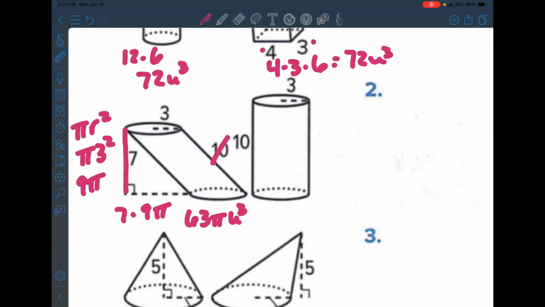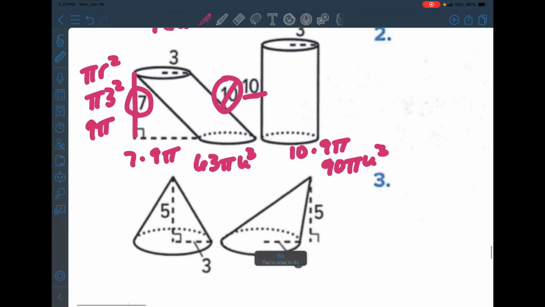And for this one, your height is 10 because it's not slanted. So 10 times 9 pi. So this one is 90 pi units cubed. So the volumes of those two are not the same. The reason is because the heights are different. Now, the slant height and the height of the second one are the same, but we're not using the slant height. We're using the height, the one that makes the right angle.